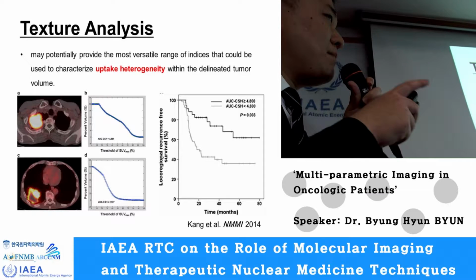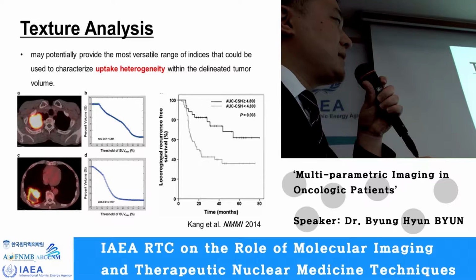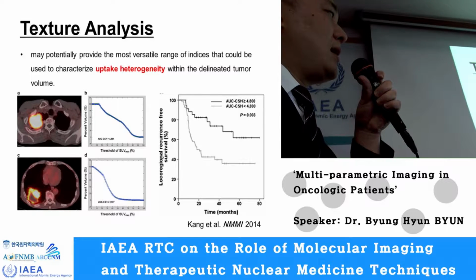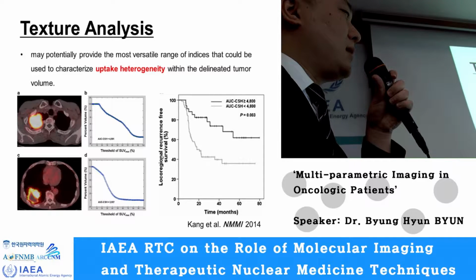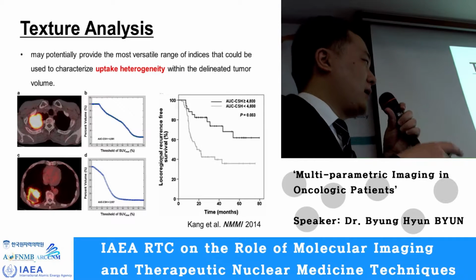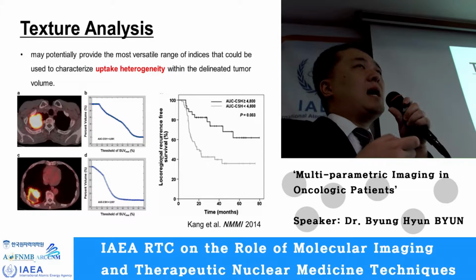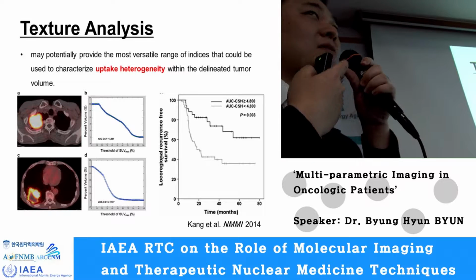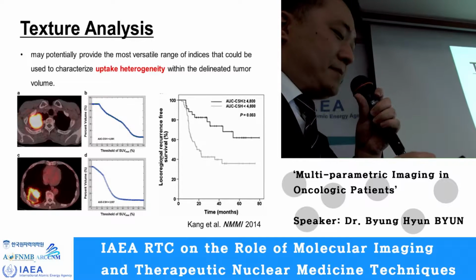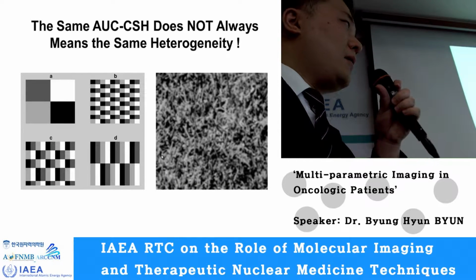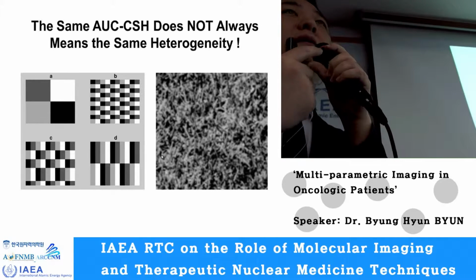By using this simple method, Kang et al. reported differences in survival, which means patients with a narrow area under the curve showed poor prognosis, which means patients with heterogeneous tumor uptake showed poor prognosis. But it had some limitation by using the area under the curve method.